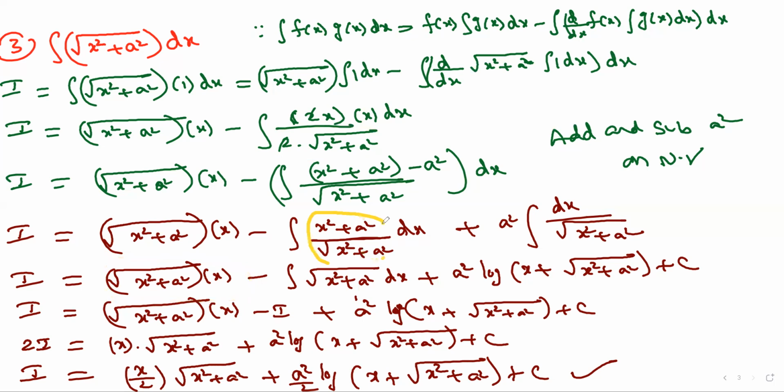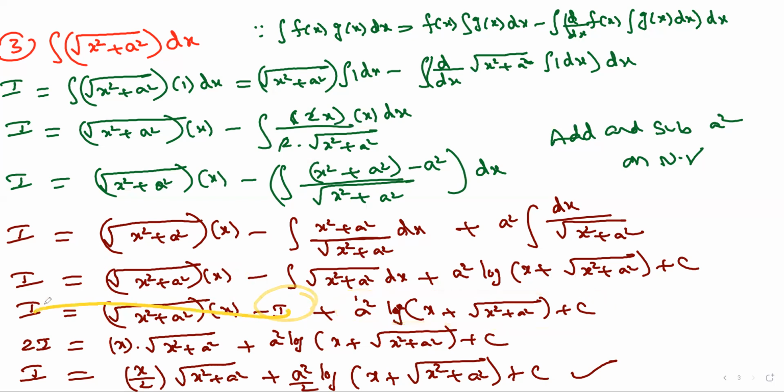One root gets cancelled, root x square plus a square dx, plus a square times, we have one formula. What is the formula? Log of x plus denominator: log of x plus root under x square plus a square plus c. So the minus root under x square plus a square is nothing but I. So I is x into root x square plus a square minus I plus a square into log of x plus root x square plus a square plus c.